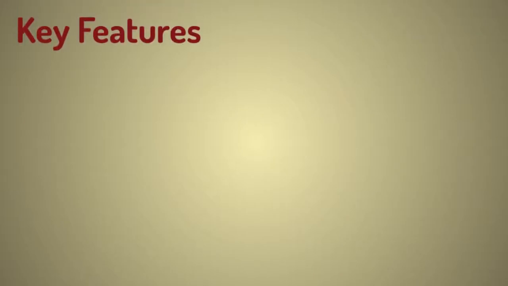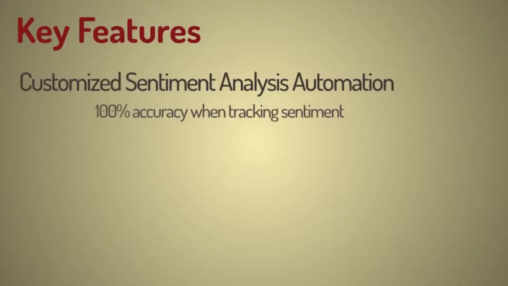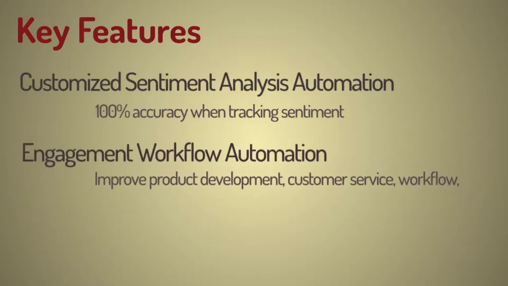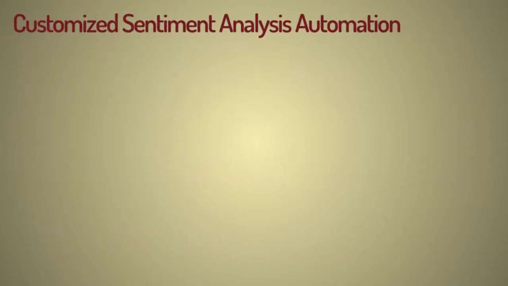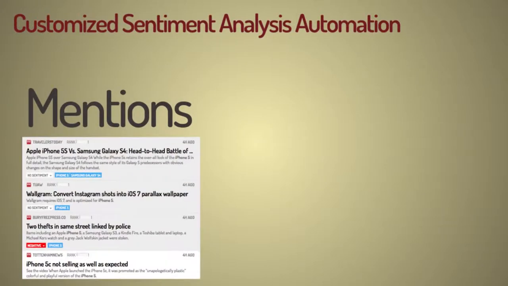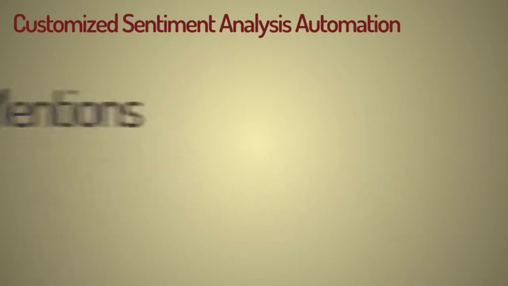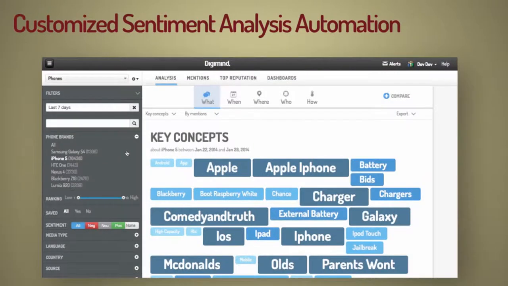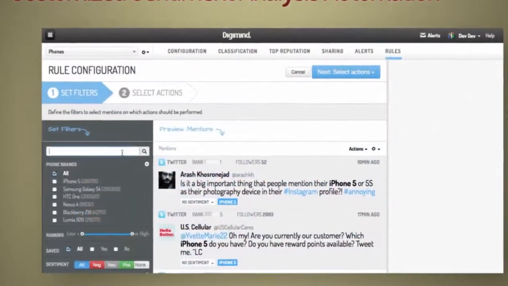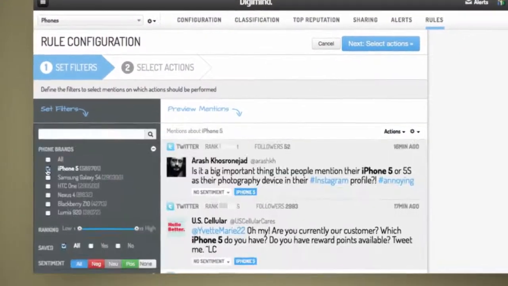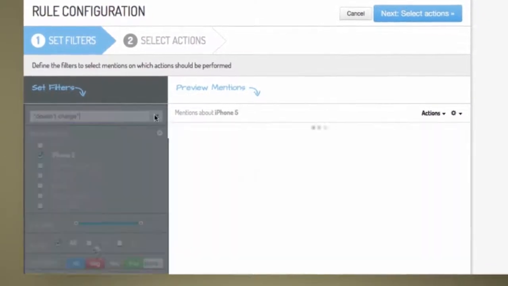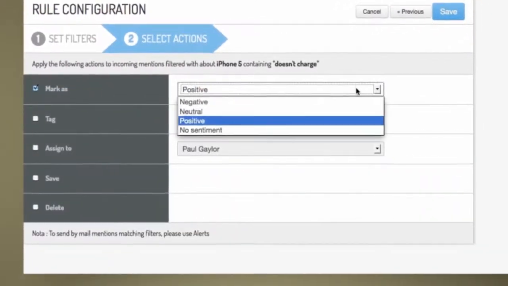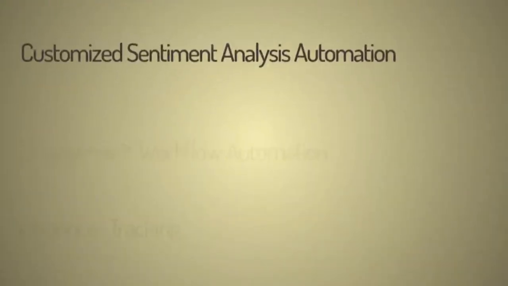The key features of the rule system are customized sentiment analysis automation, engagement workflow automation, and influencer tracking. For example, the rule system allows you to select mentions containing certain keywords with a particular sentiment. Let's say you're a smartphone provider. If battery duration is a big issue for your company, you can automatically tell Digimind to tag any mention containing "doesn't charge" as negative, so you can manage crises more efficiently.